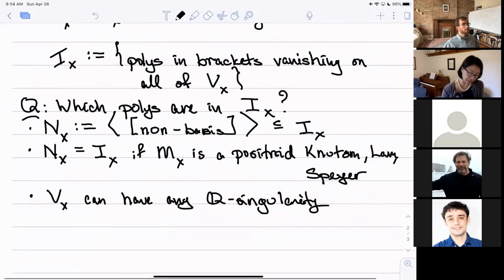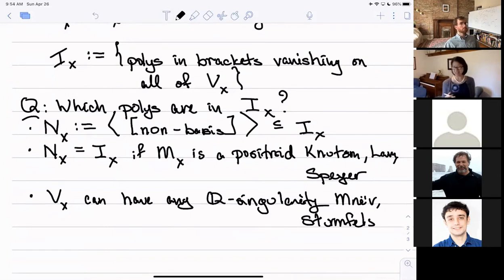And this is due to Mnëv and Sturmfels. So knowing that these varieties can have pretty nasty singularities and be kind of wild makes you pause and think, well, I don't want to make any assumptions about their ideals. Their ideals might be pretty wild too.